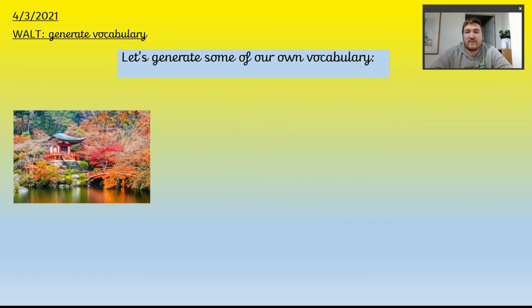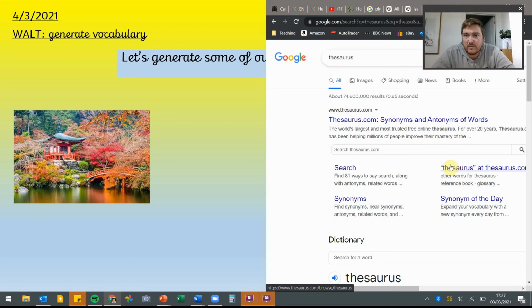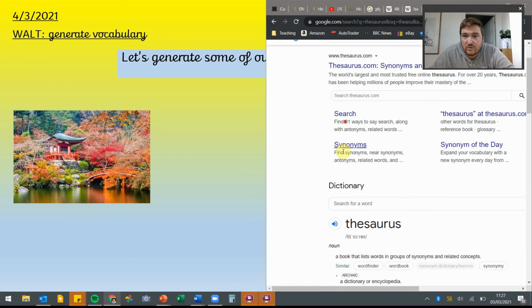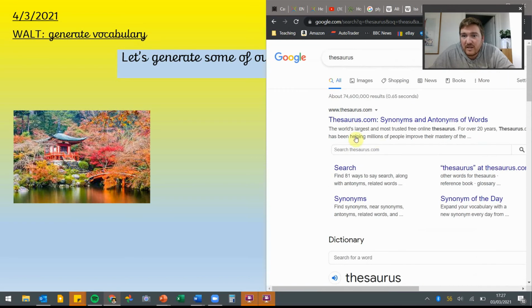So let's generate some of our own vocabulary first. We are going to be using a thesaurus. So if you're in school, make sure you have a thesaurus out ready. If you're at home, then I would suggest having a thesaurus website open as well. I've just typed thesaurus into Google, and I usually use the Collins one, which is the British one, but the one straight from the website's also fine. So thesaurus.com, and you can type in any word.